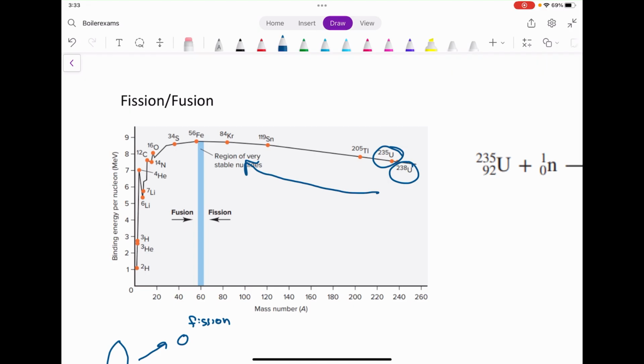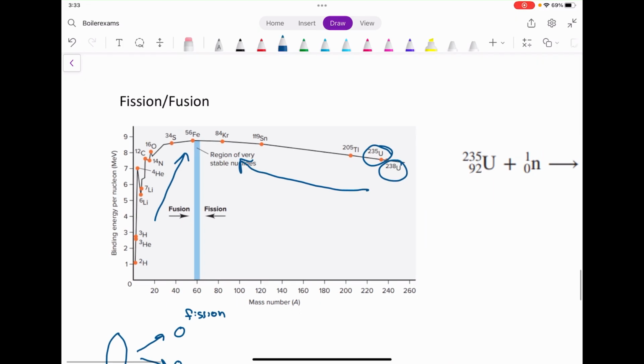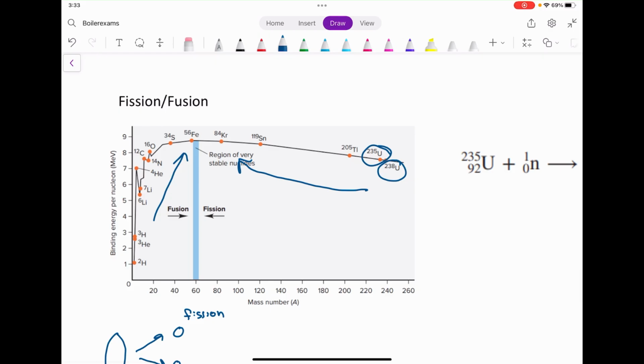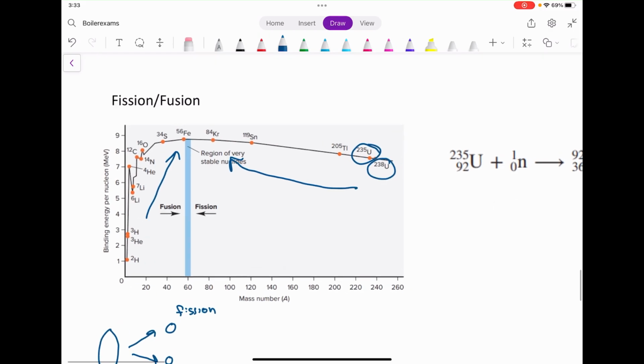Same with the elements on the left-hand side, the small elements, they're going to fuse together to move up to that point. So they're going to form and converge through fusion or fission, depending on which side they're on, to get to this middle point right here, which is the most stable. So you want high binding energy. And as they undergo this process, in both fission and fusion, you're going to release a ton of energy.